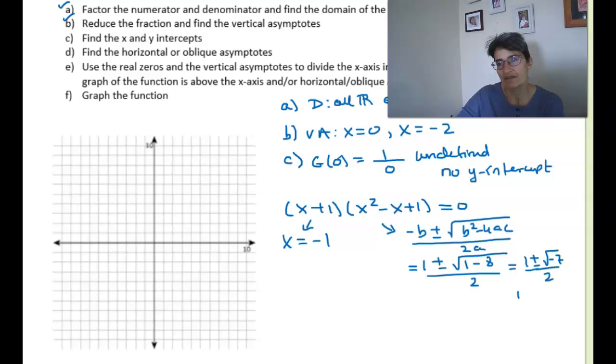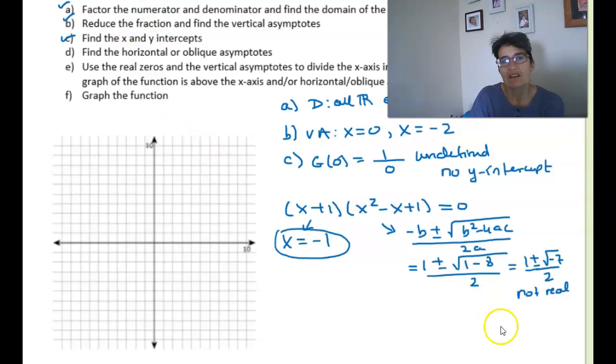These are not real. So that means there's no x-intercepts that comes from that part. So there's one x-intercept that comes from here, right? At x equals -1. So no y-intercepts, one x-intercept.